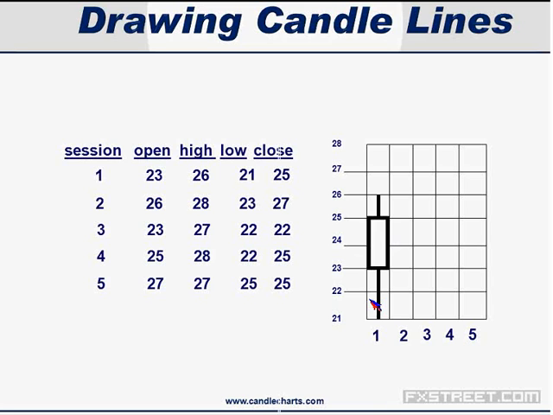And I'm not going to go through all this. You could do this on your own after. I'll be filling these in. But to show you how easy it is to understand the candle line: the open is 23, that's the opening. The close is 25, that's the close. So we know we have a white real body. The high is 26, and the low is 21.